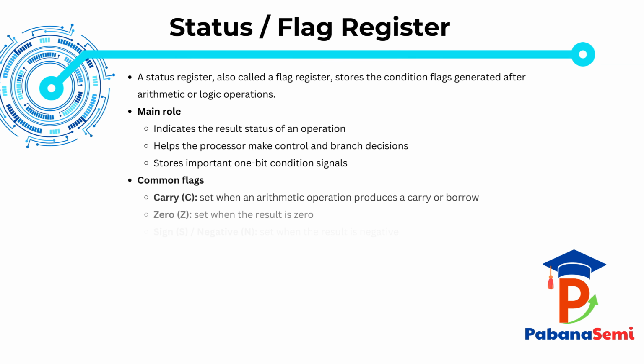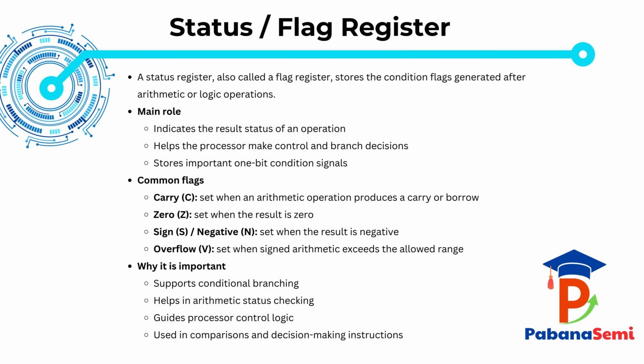This slide explains the Status Register, also called the Flag Register. The status register stores condition flags generated after arithmetic or logic operations performed by the ALU. These flags indicate the result status of an operation and help the processor make control and branch decisions. Each flag is typically a single bit that represents a specific condition.